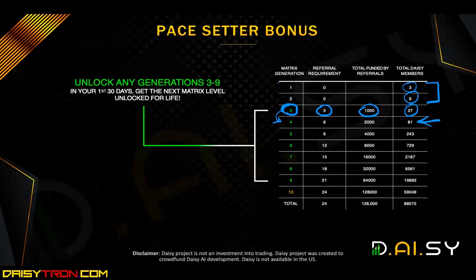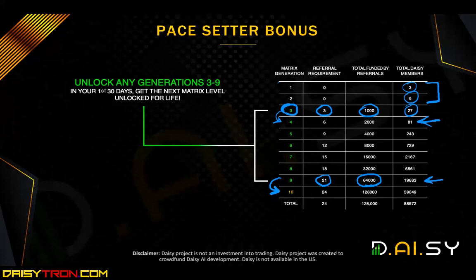The key question here is very often, what happens if you unlock generation 9 by introducing 21 personal people with a total contribution of $64,000 or more? Well, automatically it will unlock level 10 for you.